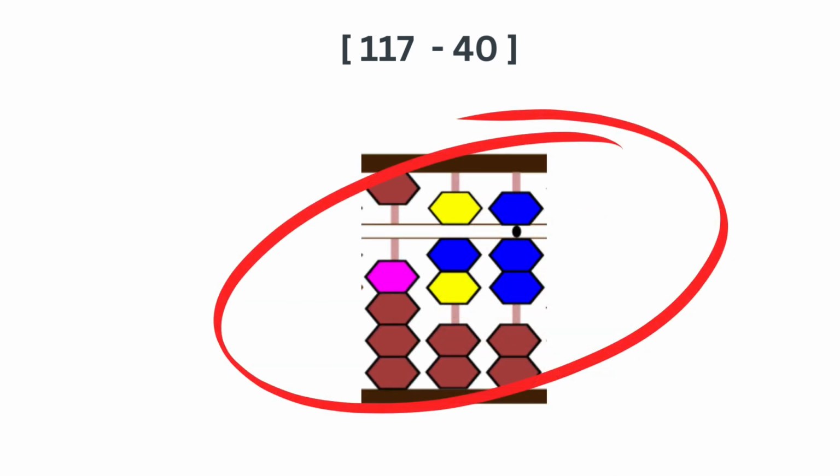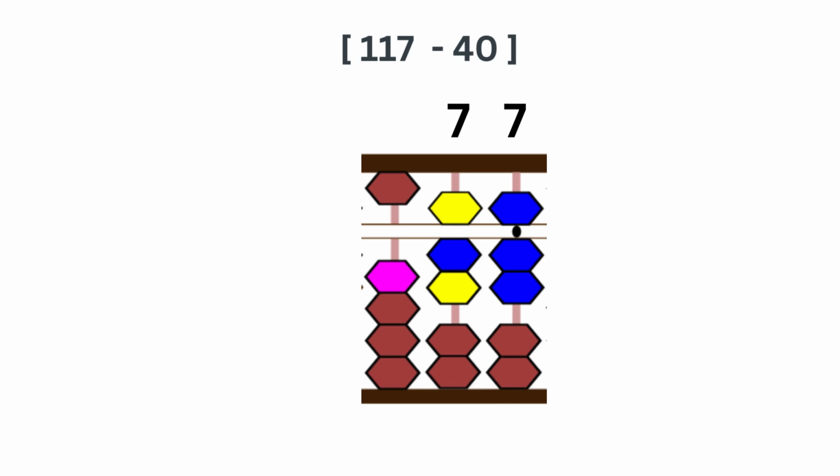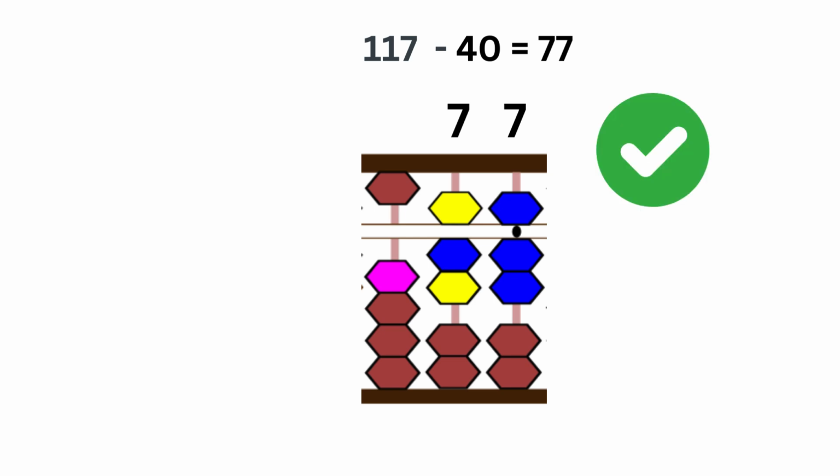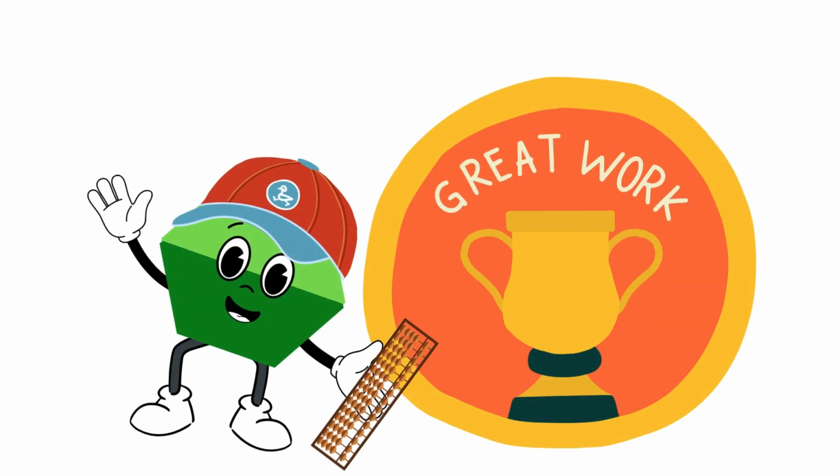Now, count the beads on the abacus. There are 77. Therefore, 117 minus 40 equals 77. Great job!